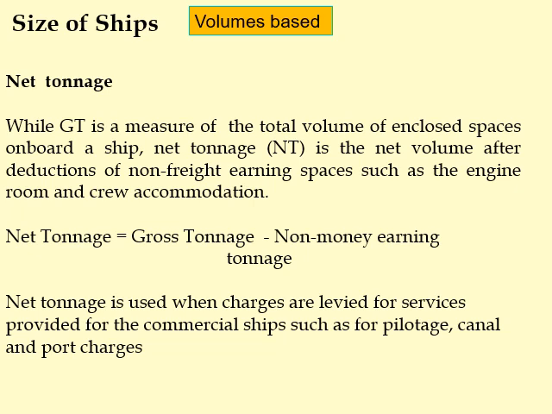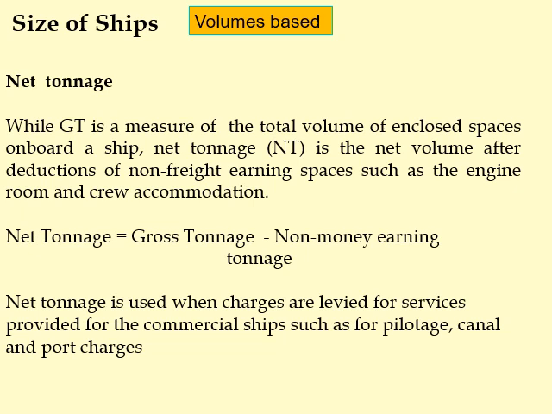Net tonnage, on the other hand, is the net volume after deduction of non-freight earning spaces. For example, the total enclosed volume of the ship consists of the one under the hull plus the one in the superstructure. And then the cargo earning capacity is maybe only the front part of the ship. The rest are engine rooms, crew accommodation, the bridge, and so on. Although these are totally enclosed, they are included when we calculate the gross tonnage, but once we go to the net tonnage, we do not consider those.